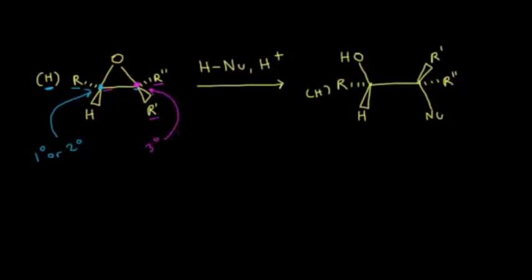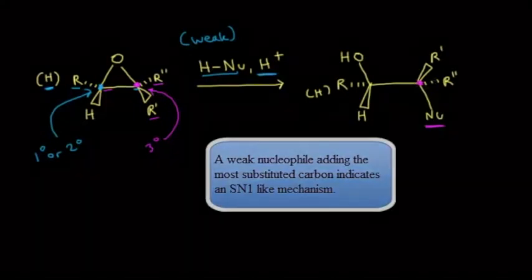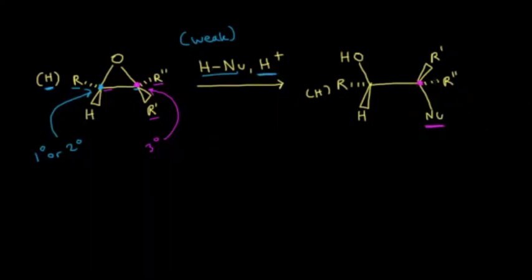If I react this epoxide with a weak nucleophile, HNu is going to refer to my weak nucleophile, and I make it an acid catalyzed reaction, I can see the product over here on the right. The nucleophile has added to the most substituted carbon. So here I can see my nucleophile added to my tertiary carbon over here on the right. That's the regiochemistry: nucleophilic attack at the most substituted carbon. And I can see when the ring opens, the OH group is going to be anti to the nucleophile.